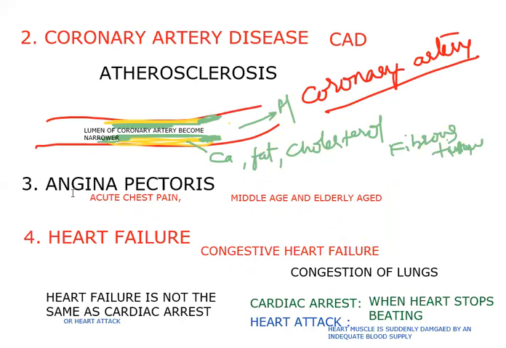In case of angina pectoris, acute chest pain in middle-aged and elderly people comes because of narrowing of the coronary artery. It's a signal that when the coronary artery is becoming narrower, we can see the external symptom as acute chest pain. When a person feels chest pain, we can understand something is happening in the coronary artery. Okay, heart failure.